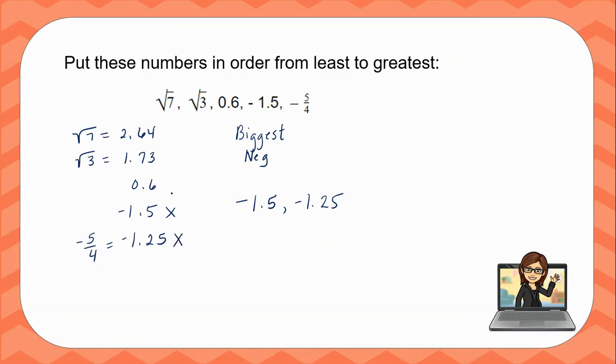Now let's deal with the positives. Those are going to be easiest because you can put those in order from least to greatest here. We're going to start with the smallest positive and work our way to the biggest one. So that's 0.6. Then I've got the 1.73, which was the square root of 3. And then I've got the 2.64, which is the square root of 7.